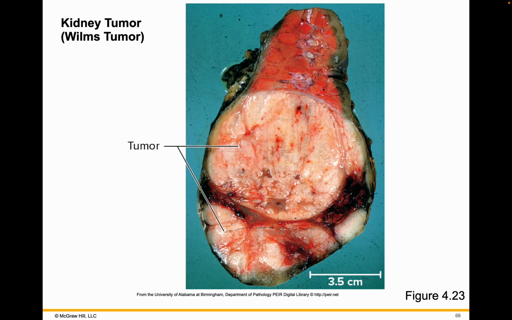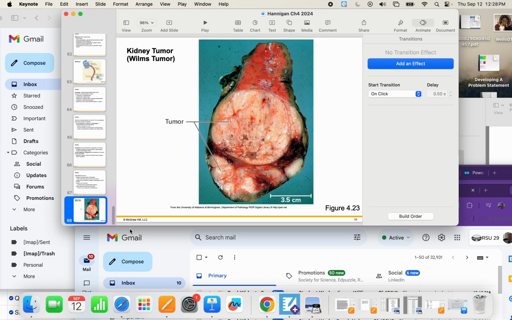Here is an example of a cancer, a Wilms tumor, shown in the white. And I believe that is going to wrap up our discussions of genetics.